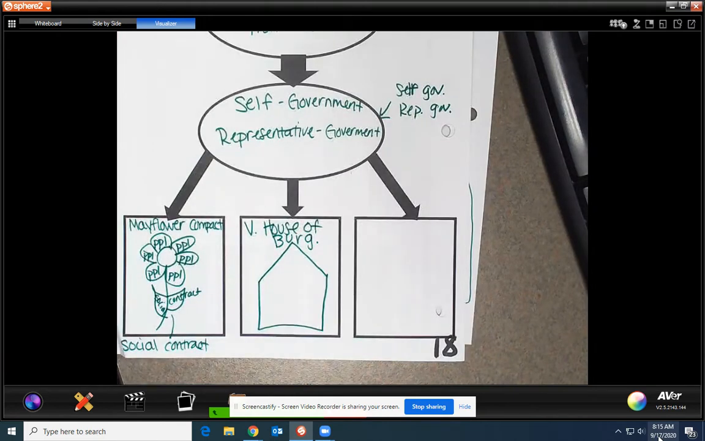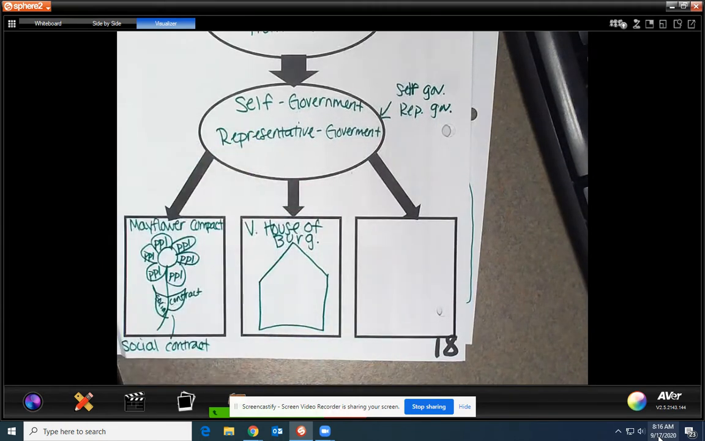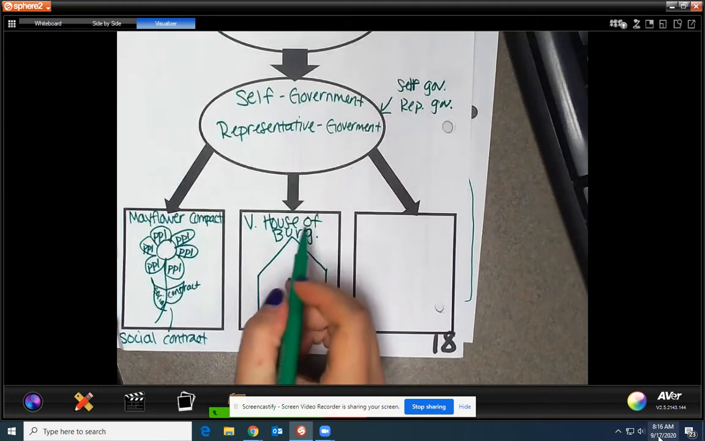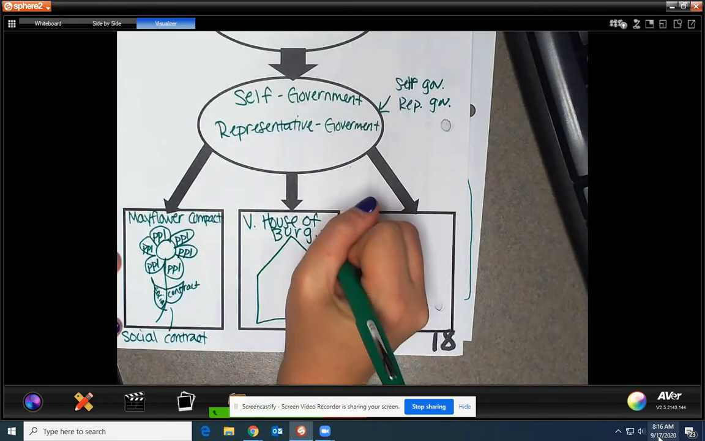This was just so adorable. This is the only reason you learn about these. Are there lots of other old documents? Yes, but these are the first ever examples in all of United States history of self-government and representative government. We have no examples of a monarchy. The colonists didn't want that. So Virginia House of Burgesses. Burgess is a fancy word for representative.